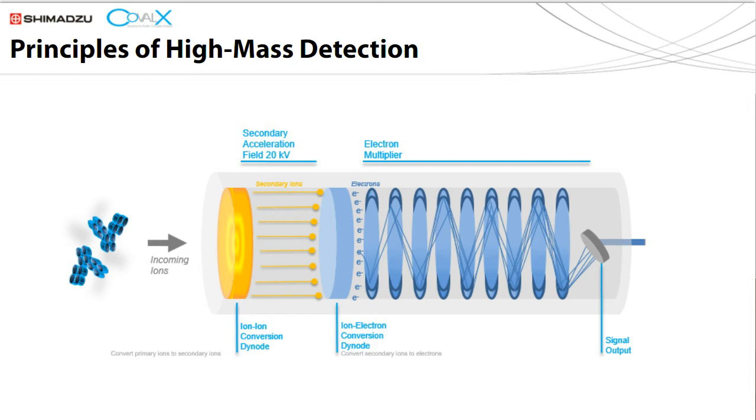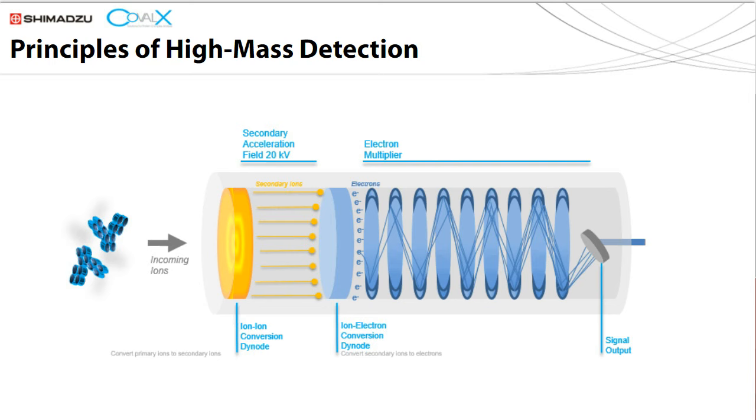However, these secondary ions are not moving very rapidly to create electrons, so we have to re-accelerate those. So there's a secondary acceleration field inside this high mass detector of actually 20 kV over a very short distance. So a high voltage over a short distance that can re-accelerate these secondary ions before impacting them into an electron multiplier type detector that can create the ion to electron conversion and then amplify those, similar to what we discussed before.